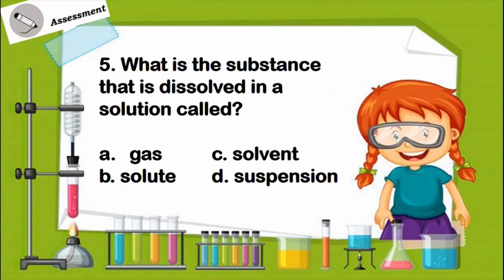Number 5. What is the substance that is dissolved in a solution called? Masa ang substance nga ma-dissolve dito sa solution. Katong ma-dissolve sa solvent. Unsa man to siya? A. Gas. B. Solute. C. Solvent. D. Suspension. Correct answer is solute. Okay? Mao ni siya katong gi-represent nato ang solute. Gi-represent nato ni siya katong sa sugar. Na matunaw siya sa solvent or represented by water.